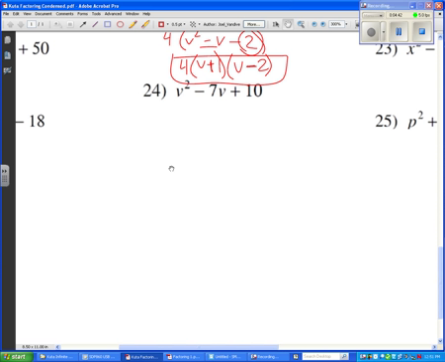Continuing on. Two numbers that multiply to get positive 10 and add to get negative 7. That means both are negative. And if it multiplies to get 10, then it must be 2 and 5. That looks pretty good.